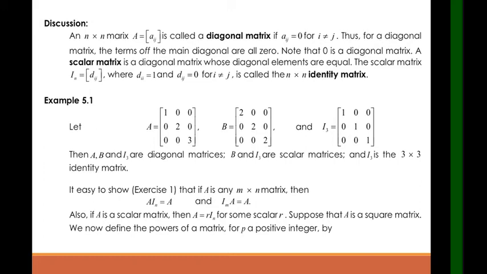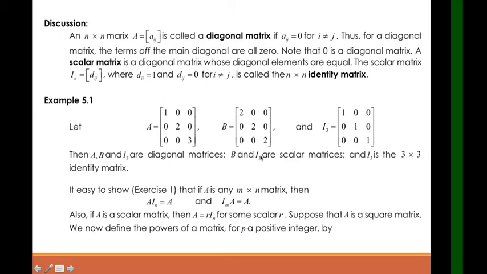Let A be the square bracket of 1, 0, 0, 0, 2, 0, 0, 0, 3, and B be the square bracket of 2, 0, 0, 0, 2, 0, 0, 0, 2, and I sub 3 be the square bracket of 1, 0, 0, 0, 1, 0, 0, 0, 1. Then A, B, and I sub 3 are diagonal matrices. As you can see, they are all diagonal matrices because the numbers are in diagonal form or position. So we have 1, 2, 3, 2, 2, 2, and 1, 1, 1.